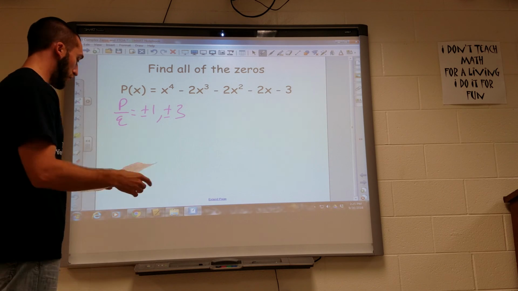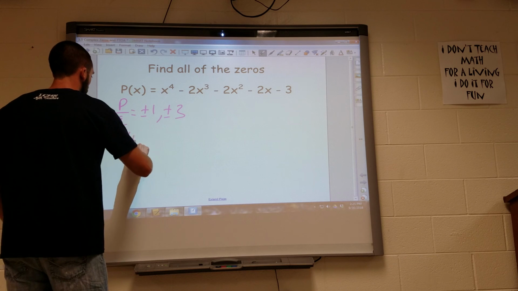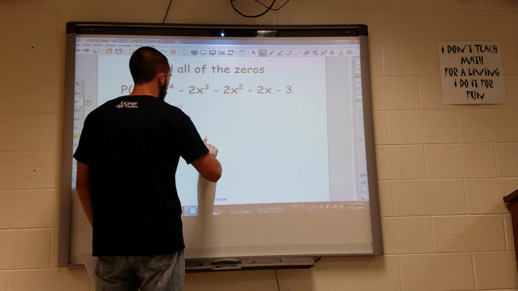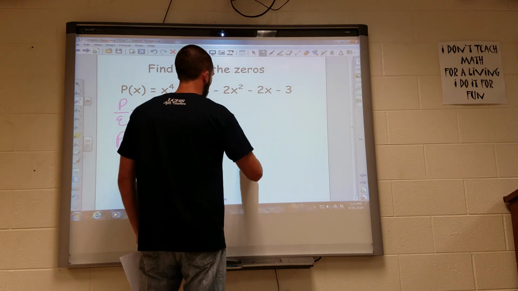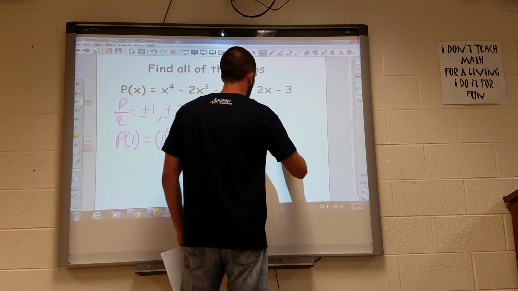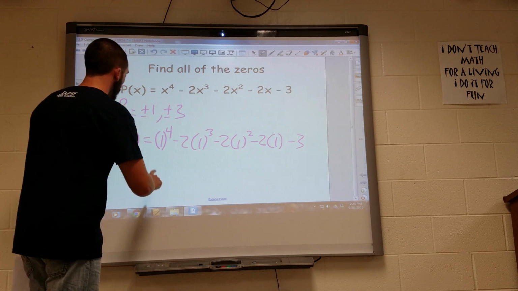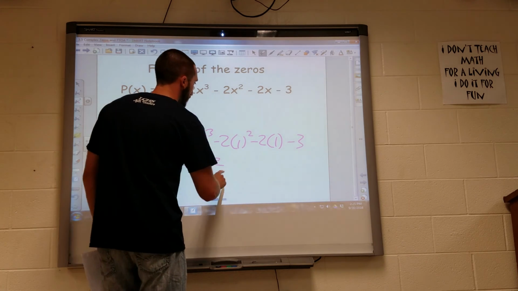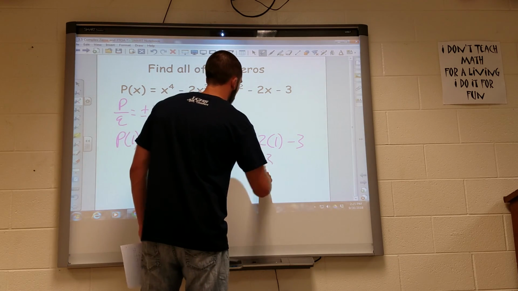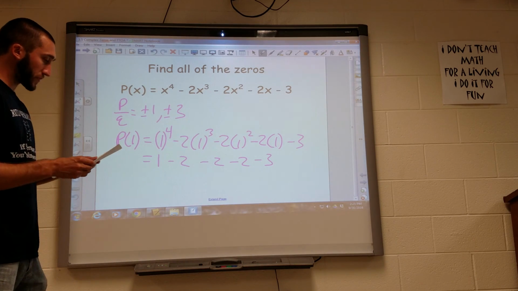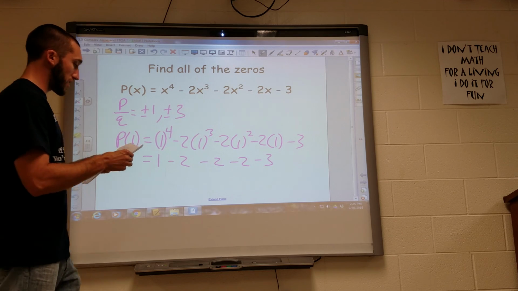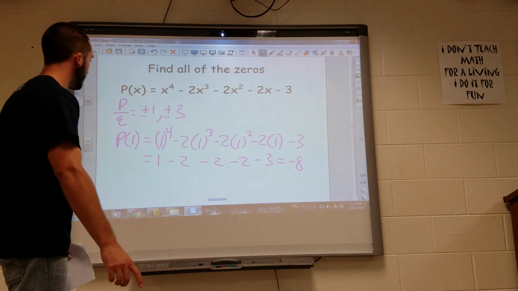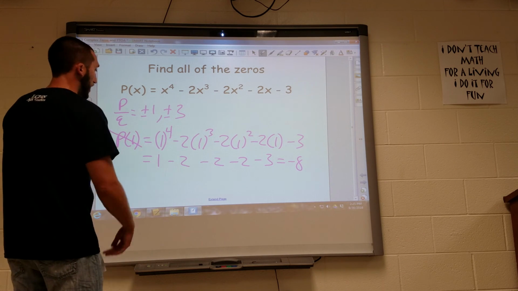And I like to start with 1, so I'm going to plug p of 1 in. 1 to the 4th, minus 2 times 1 cubed, minus 2 times 1 squared, minus 2 times 1, minus 3, gives us 1, minus 2, minus 2, minus 2, minus 3. So when I do that, that gives me negative 8. So 1 is not a 0. So then I'll try negative 1.